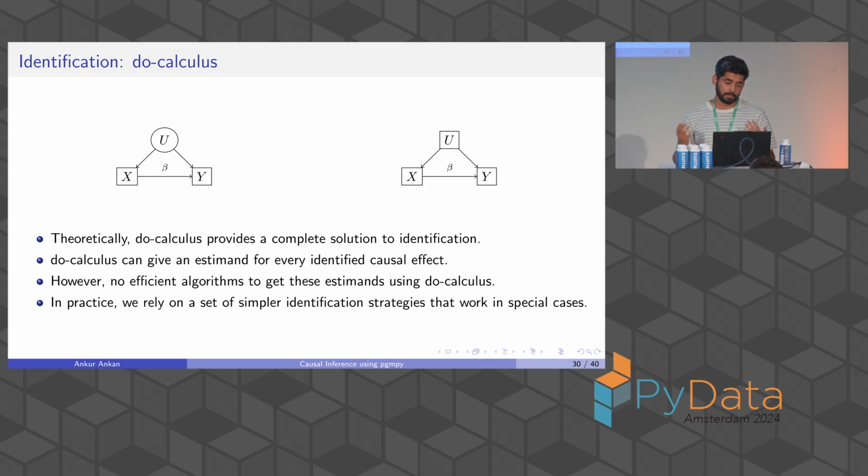And there's a theory behind it called do calculus, which provides a complete solution. So if there's a parameter that's estimable, do calculus can give us a way to estimate it. The problem, however, is that there's no efficient algorithm to run do calculus. So what we usually do in practice is to try out a bunch of identification strategies that work in special cases.